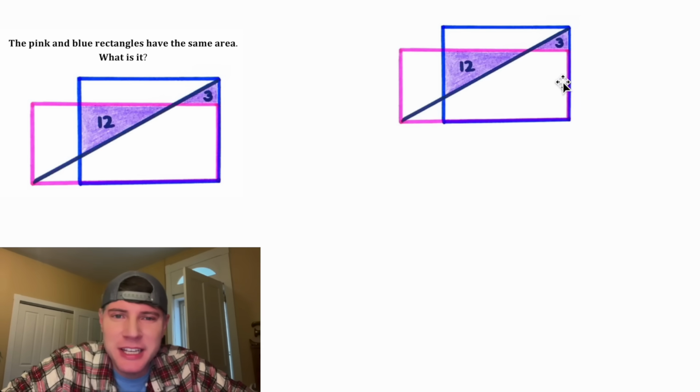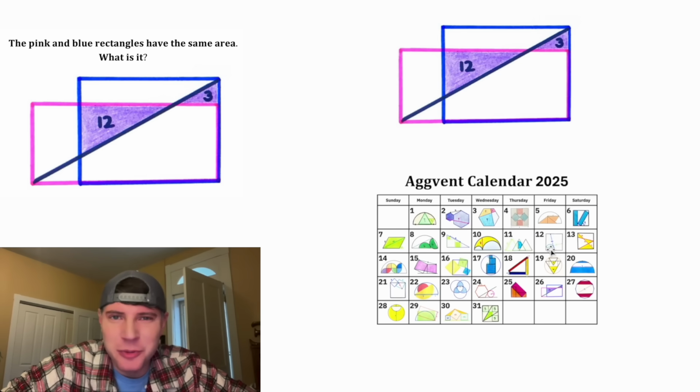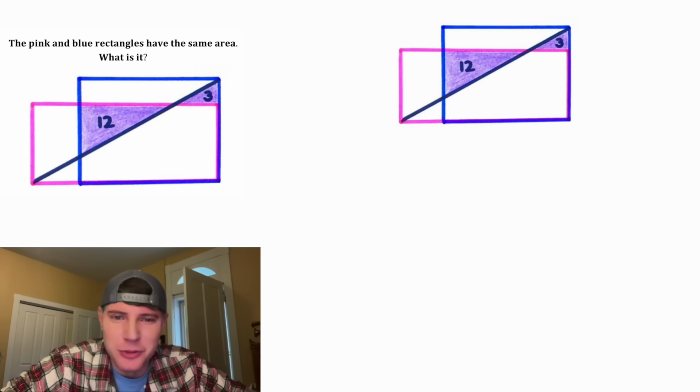We're given that the pink and the blue rectangles have the same area, and it wants to know what that area is. This is day 26 of the 2025 Advent calendar. And if you want to try this one on your own, pause it right now, because I'm going to solve it in 3, 2, 1.